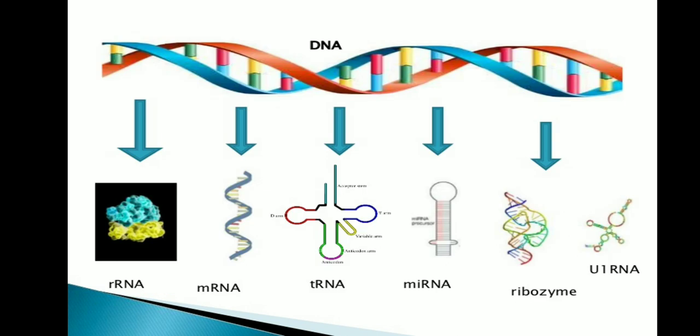So here you can see from the DNA you can synthesize RNAs: mRNAs, tRNAs, then miRNAs, that is microRNAs, then ribozymes, U1 RNAs, which are part of spliceosomes, right? So from this DNA different kinds of RNA can be synthesized.